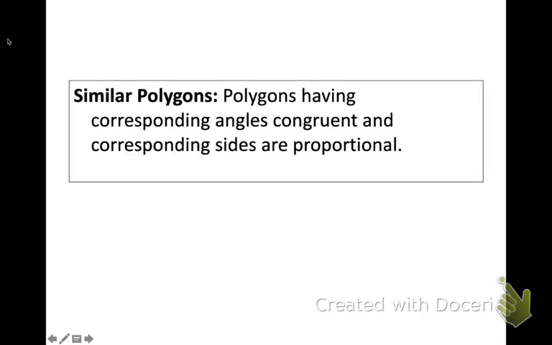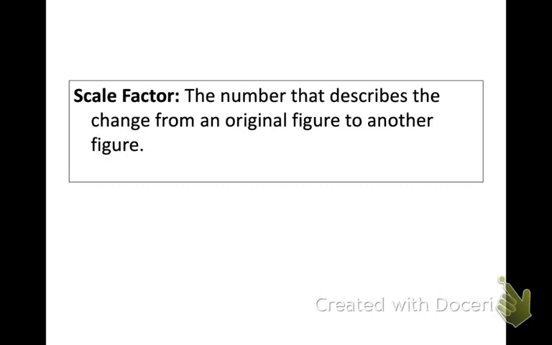So what are similar polygons? Similar polygons are polygons having corresponding angles congruent and corresponding sides proportional. So all of our angles need to be the same measure, but our sides are not going to be the same, because if they were, then that would make them congruent. But our sides are going to be proportional, meaning that each ratio of each corresponding side should be equivalent.